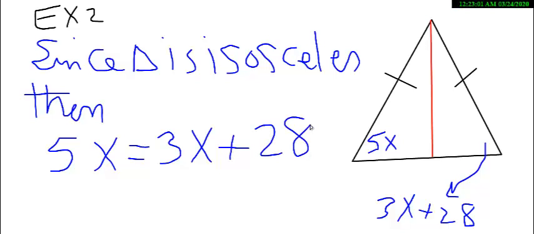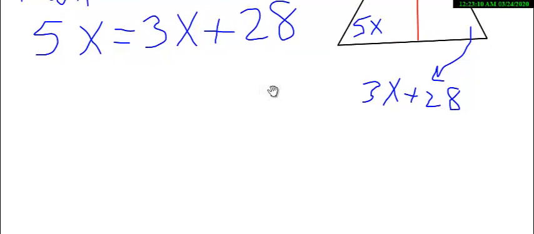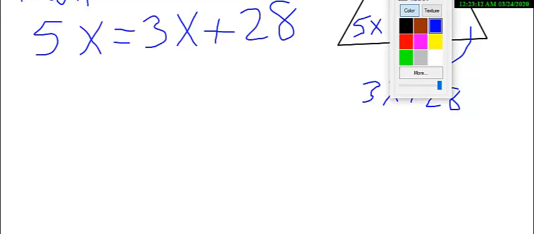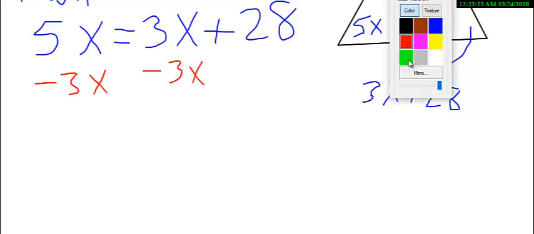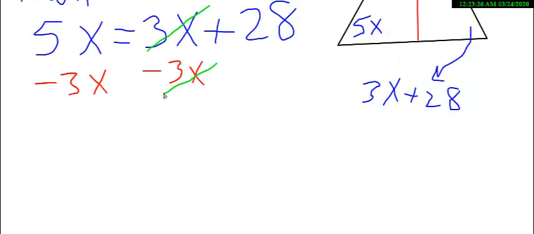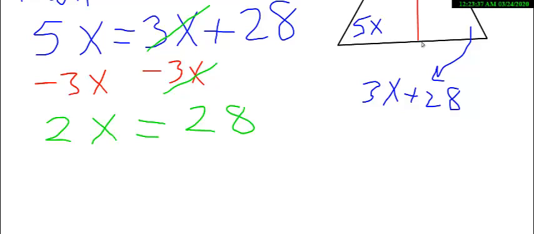So I'm going to solve for x. I'm going to change the color. I'm going to subtract 3x from both sides. So minus 3x here, minus 3x here. These cancel each other, and the remainder will be 2x on the left-hand side, and 28 on the right-hand side. Then I'm going to divide both sides by 2.